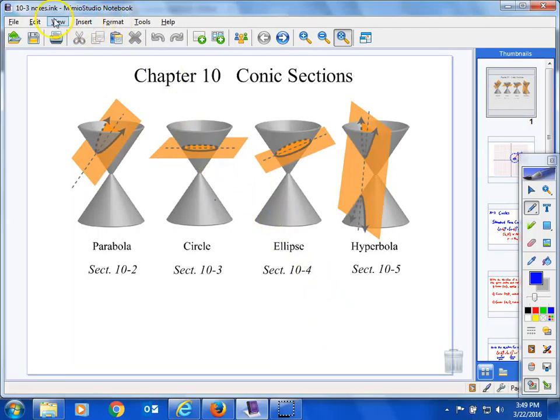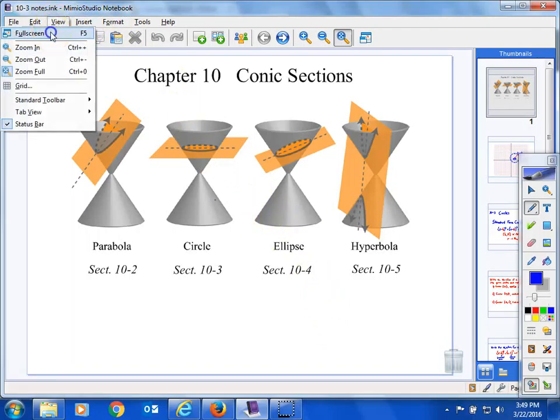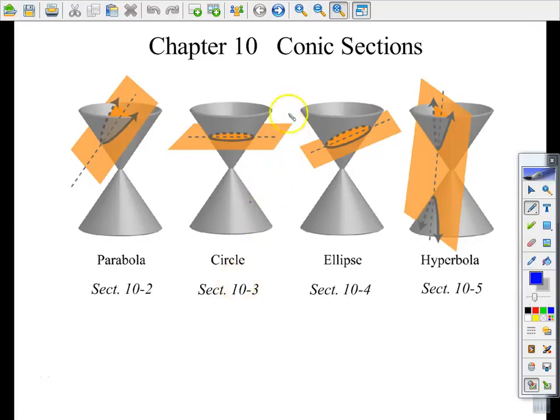Today's lesson is on section 10.3, and we're working our way through the conic sections. Yesterday we went in depth on parabolas. We looked at the equation of the parabolas. We talked about two important features, entities that were used in creating the parabolas, the focus and the directrix.